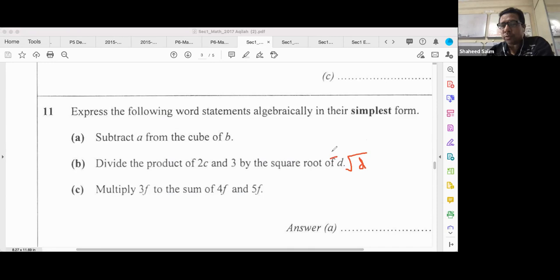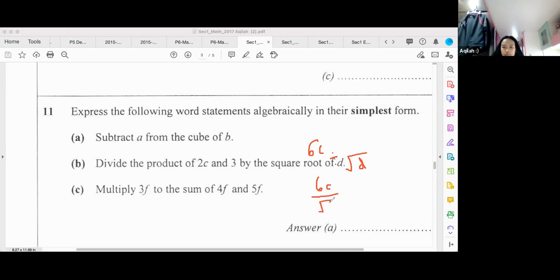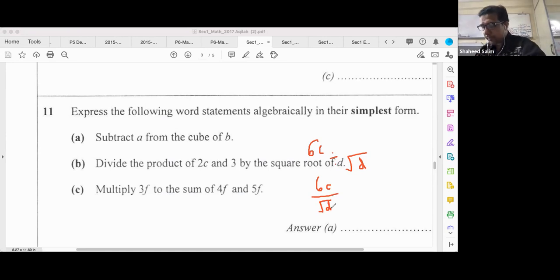So divided by square root of d. So product of this, right? 2 times 3, 6, 6c. So you have 6c divided by this. Now how to write this? You cannot leave your answer like that. You just put 6c over d like that. Are we okay? Okay, you are clear?